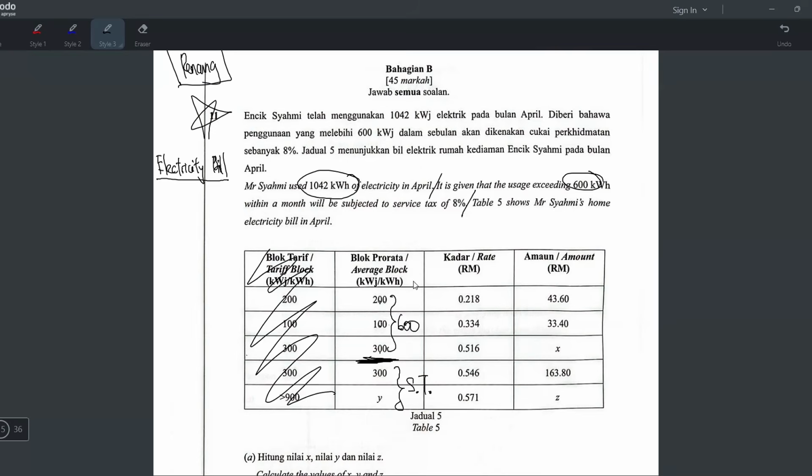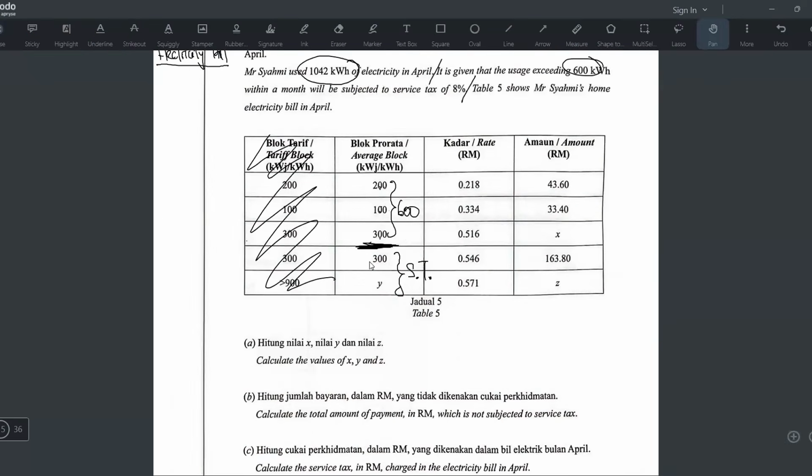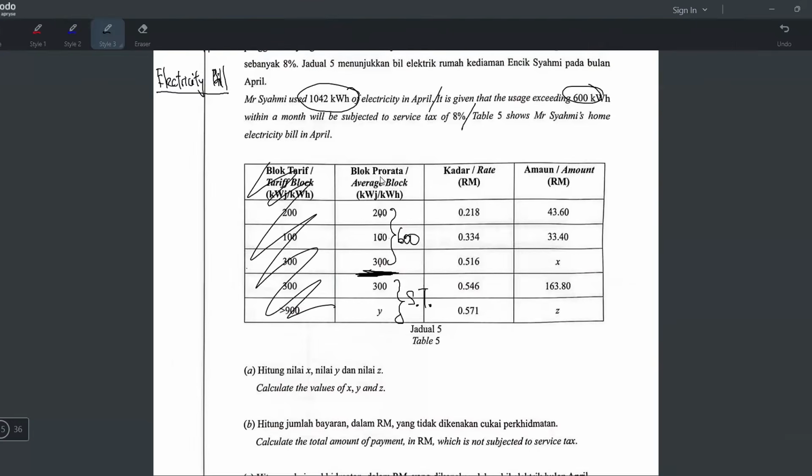Okay, so now you can find out the RM. Just have to darab with the rate, right? So I think you can find your X already. Just take any darab ni dapat ni lah. And you can find your Z also. But there's a problem, because Z kena ambil ini darab ni, tapi yang Y ni tak ada kan. Okay, tak apa. Dia ada cakap dia guna total berapa? 1042, right? So that's the total usage. That means Y mesti 1042 tolak semua lah.